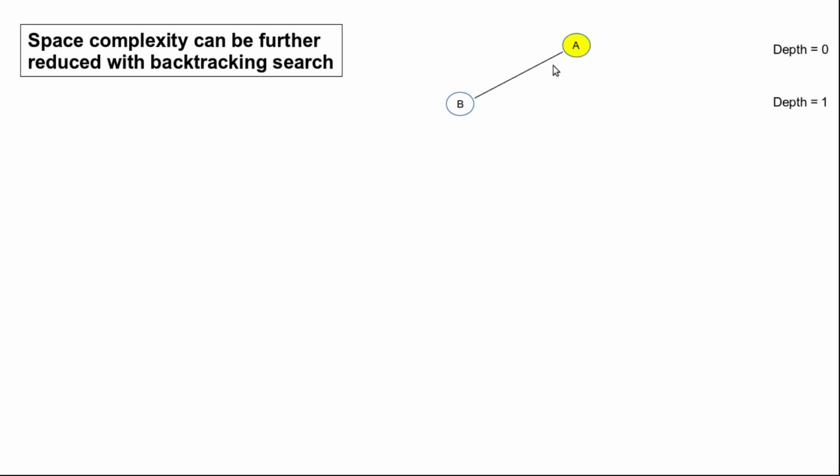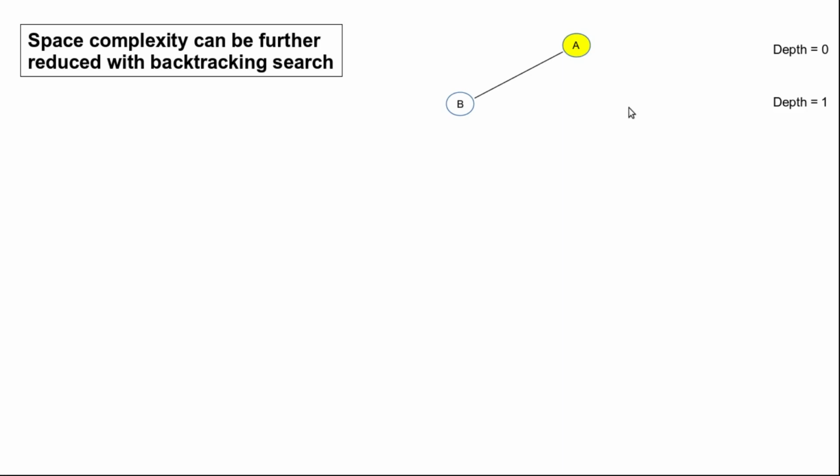A had two successor nodes, B and C. We are generating only one of the successor nodes, B. The other successor node we have not generated. So A has only been partially explored. It has not been fully explored.